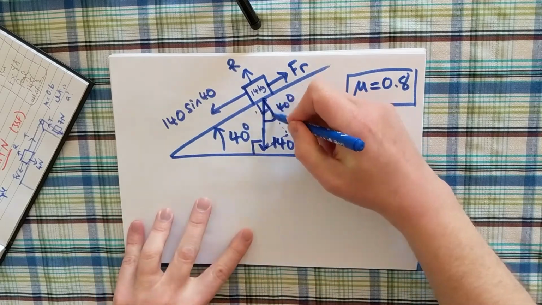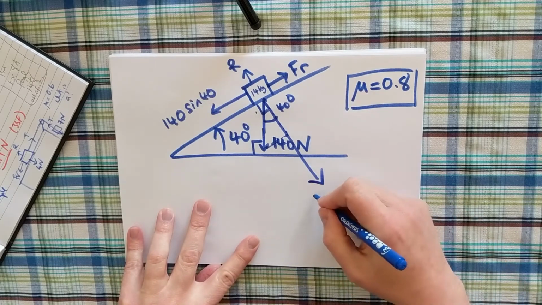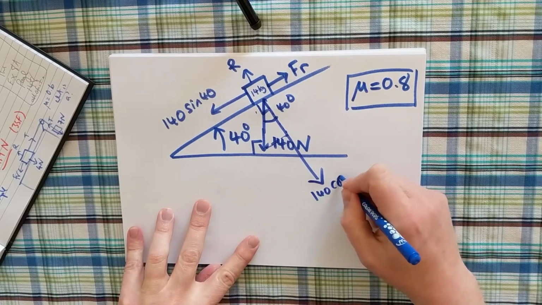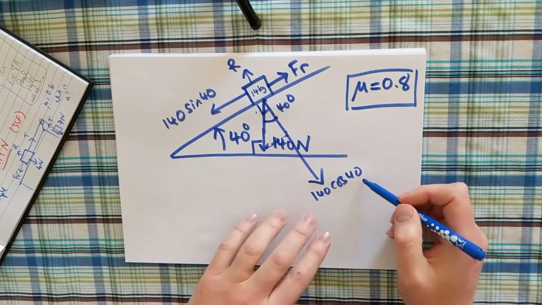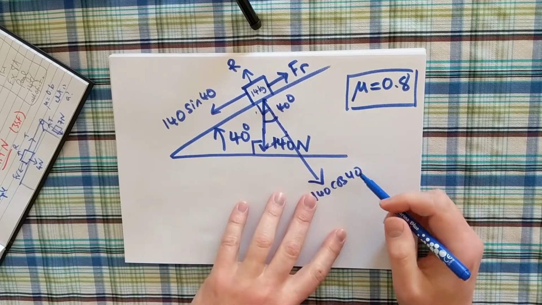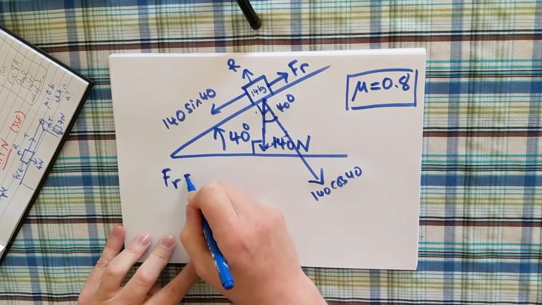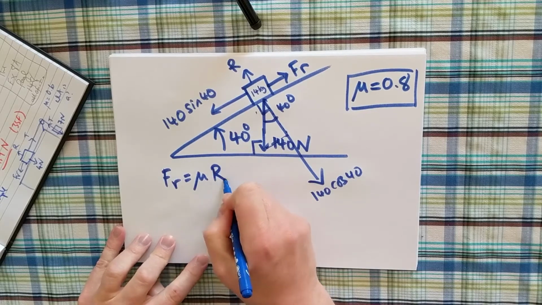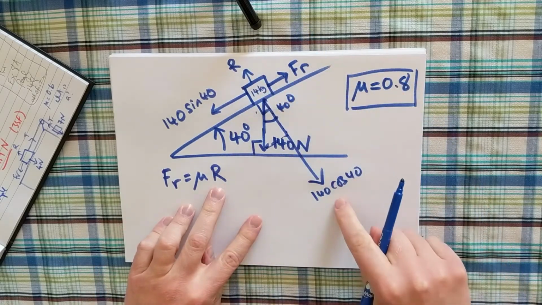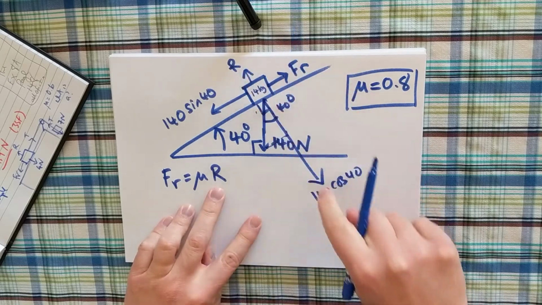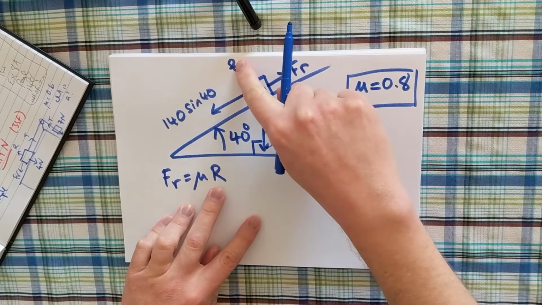The one that's going sort of into the slope, one that's perpendicular to the slope, that would be 140 cosine 40. Okay, and this is also important to have, because if we're going to work out the size of the frictional force, we use this formula. Friction is equal to mu R. Now the R is opposing this force. These two are the same size, because it's not going through the slope, it's not floating away into space.